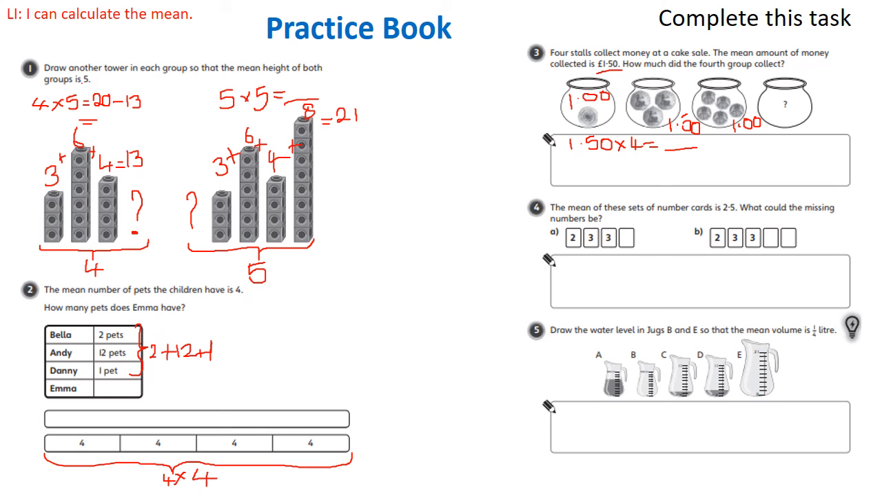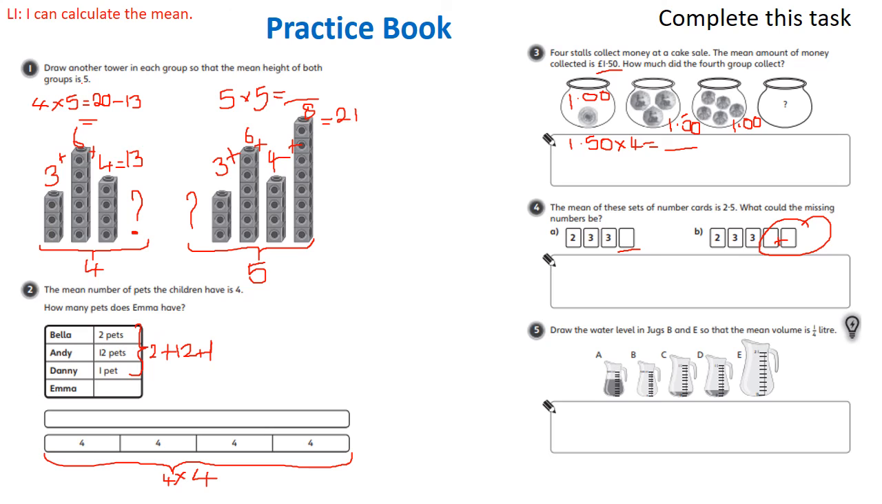Question 4. The mean of these sets of numbers is 2.5. What could the missing numbers be? There is only one answer for this one, but this one, you have more than one possible answer because you've got 2 missing numbers. So you will be able to find out what those 2 add up to together, and then you can tell me what the answers could be, and there's more than one right answer for that.